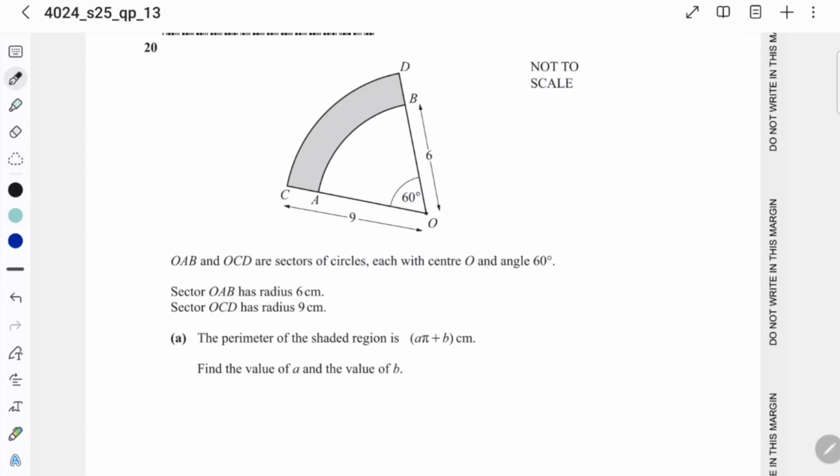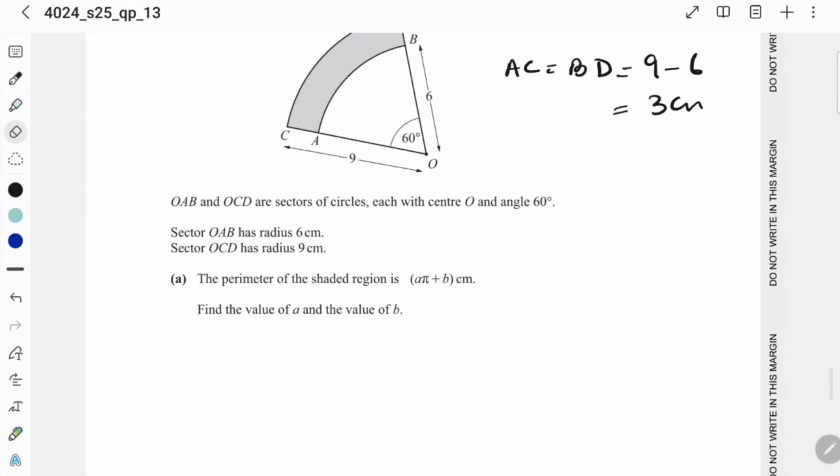Perimeter means boundary lines. Which boundary lines are they talking about? One arc length, the other arc length, these 2 arc lengths, and then 2 straight lines. We easily know what the straight lines are. By subtracting these 2 radii, we get the straight line. So AC and BD are equal. That is 9 minus 6, which equals 3 centimeters. The whole 9 and 6 we don't want.